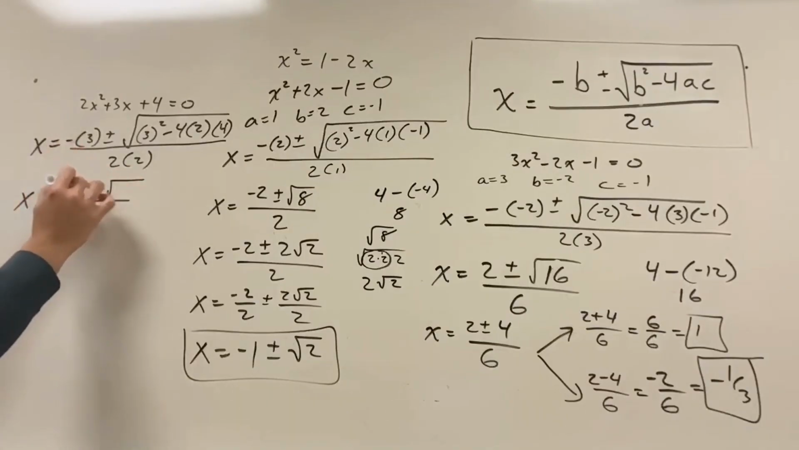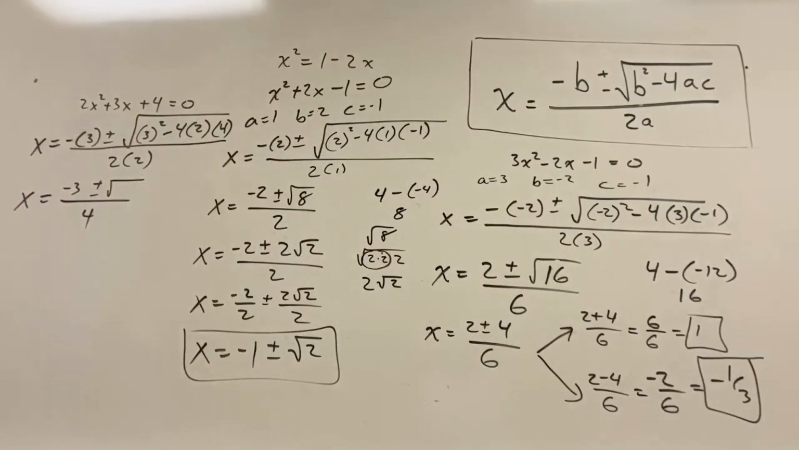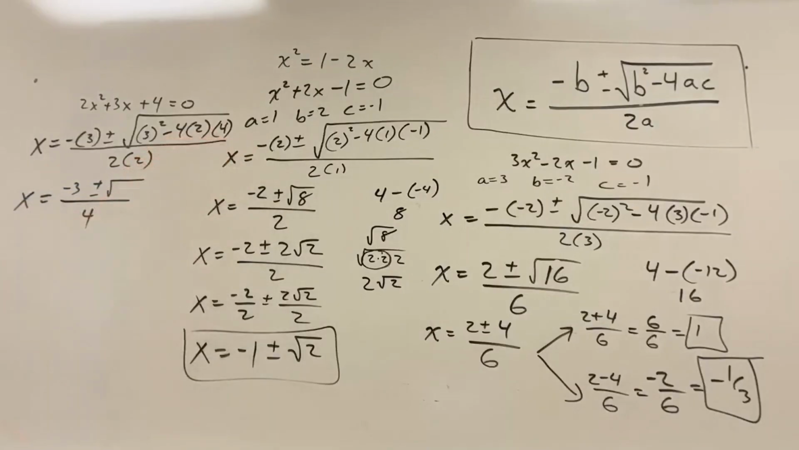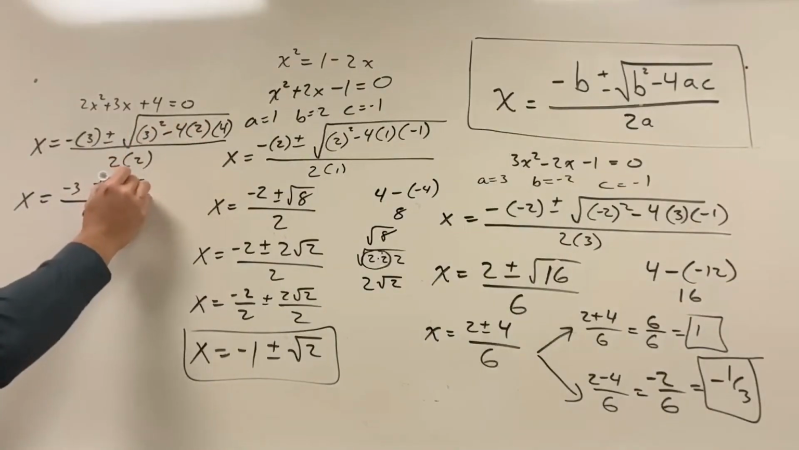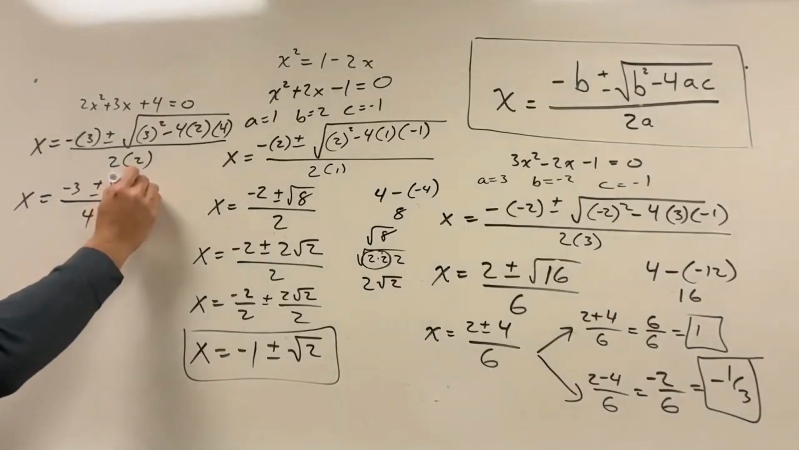Negative 3, 2 times 2 is 4, and then what's under the square root? Well, this is a 9 minus 4 times 2 times 4. All right, so 4 times 2 is 8. 8 times 4 is 32. So I have 9 minus 32, which gives me negative 23. So my discriminant is negative 23.